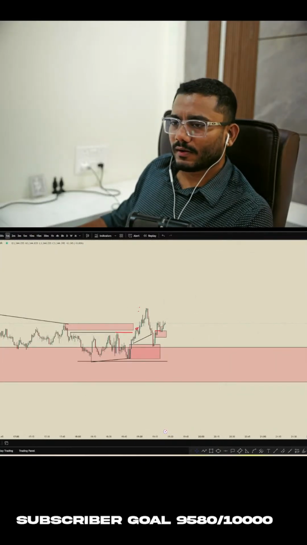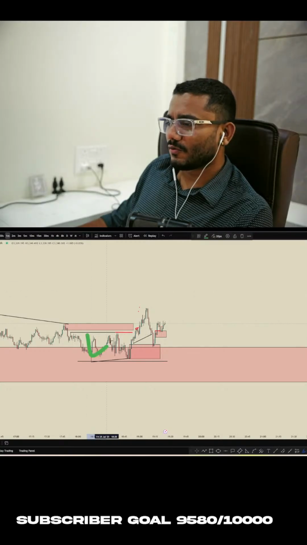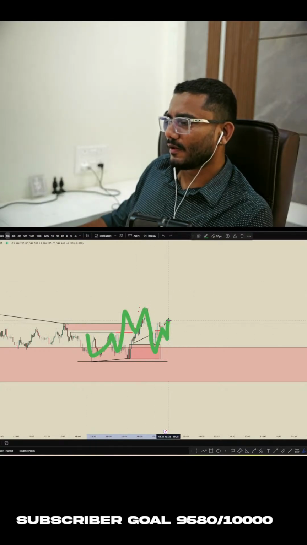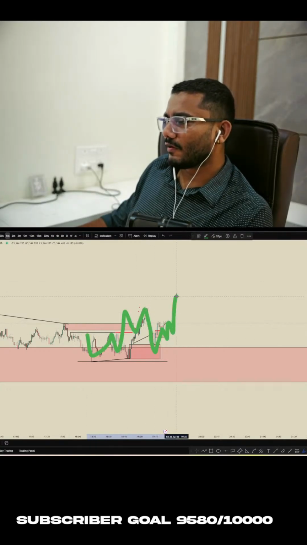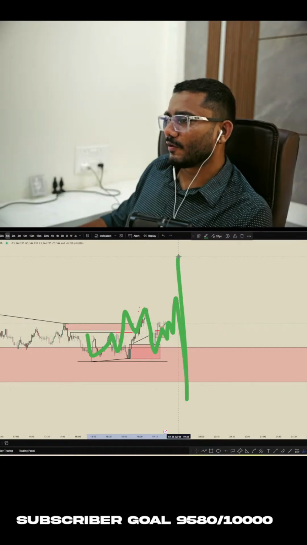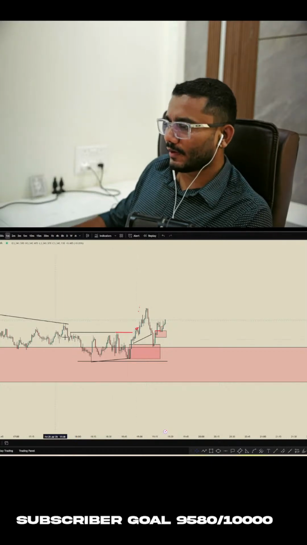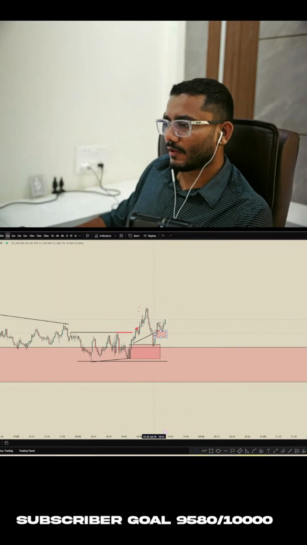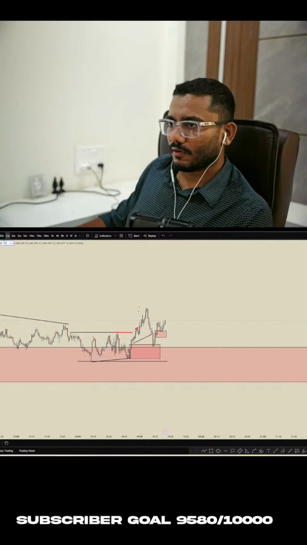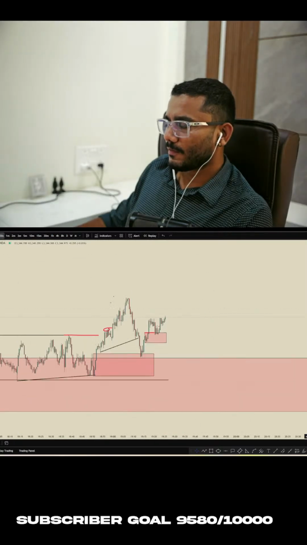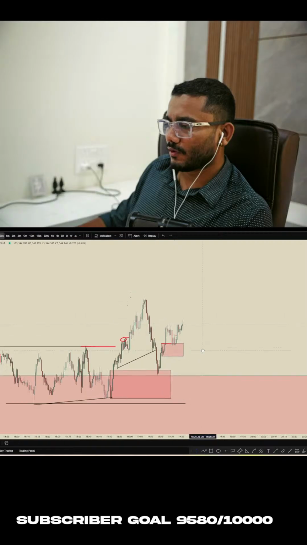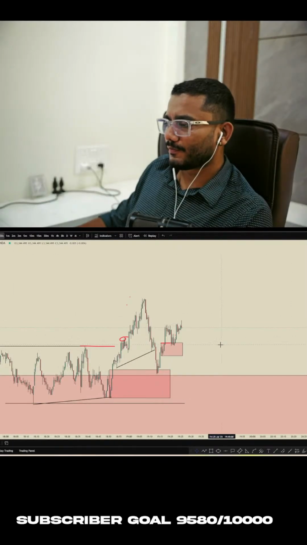Right now, I think price will just consolidate over here, creating small structure, and then one move will come which sweeps all this liquidity, and then it will continue higher. Something like this. But if you're looking for scalping trades, then in this area you can look for scalping trades.